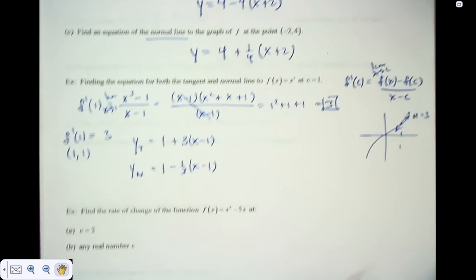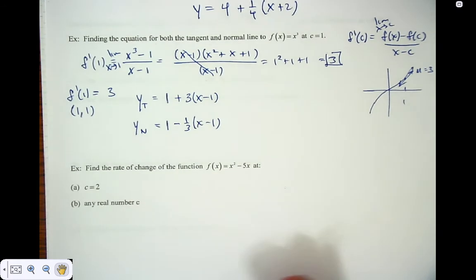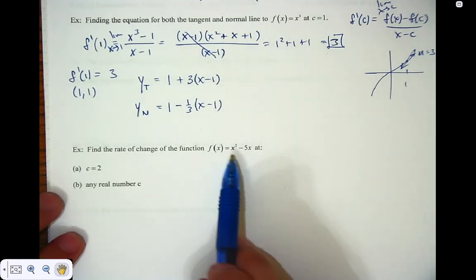Okay, all right, let's do one more. Hopefully this gets a little bit easier. Again, these are functions that you know.